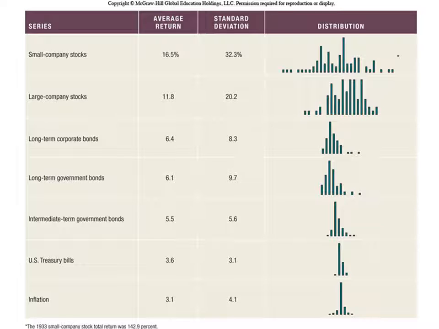Take a look at small company stocks, for example. They are spread out very wide. Now, as we go down to large company stocks, the distribution gets narrower, long-term government bonds and corporate bonds even narrower, and then get down to U.S. Treasury bills, and we have a very tall, skinny distribution. This is all consistent with what we know about risk.